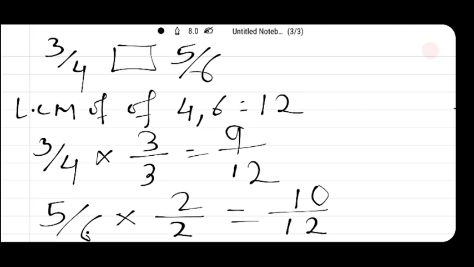two fractions with same denominators. That means now we can simply check the numerators. Here 10 is greater than 9, and we have got 10 upon 12 from 5 upon 6. So 5 upon 6 is greater. Now let us learn the addition of fraction.